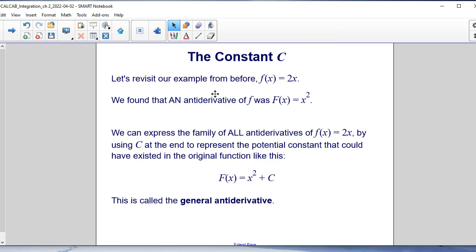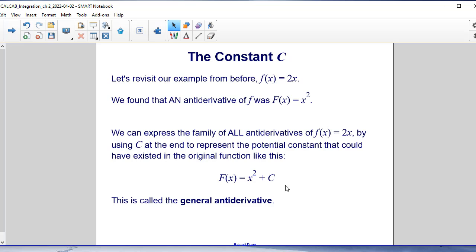Let's revisit our example from before, where f of x was equal to 2x. We found that one possible antiderivative of f was capital F of x is equal to x squared. We can express the family of all the antiderivatives of f of x equal to 2x by using C at the end to represent the potential constant that could have existed in the original function. It would look something like this: capital F of x is equal to x squared plus C. This is what we call the general antiderivative.